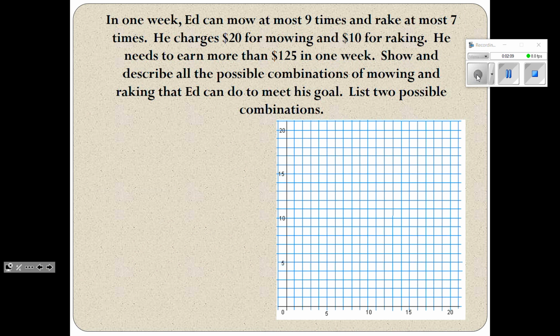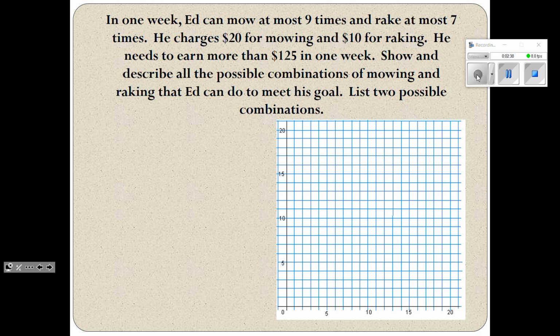Now let's look at writing some inequalities and graphing them. In 1 week, Ed can mow at most 9 times and rake at most 7 times. He charges $20 for mowing and $10 for raking. He needs to earn more than $125 in 1 week. Show and describe all the possible combinations of mowing and raking that Ed can do to meet his goal.